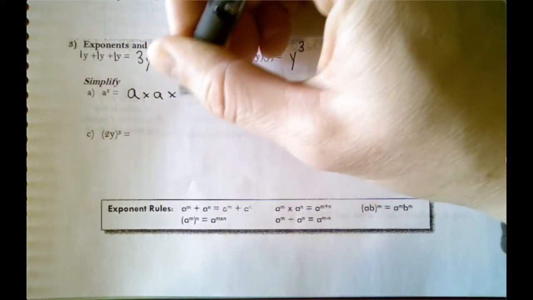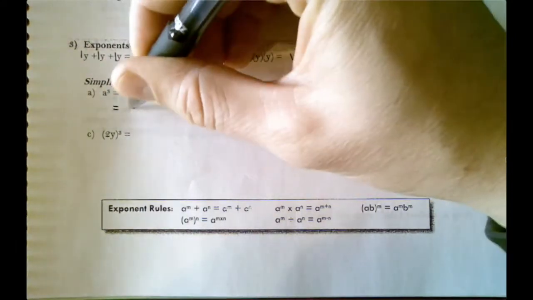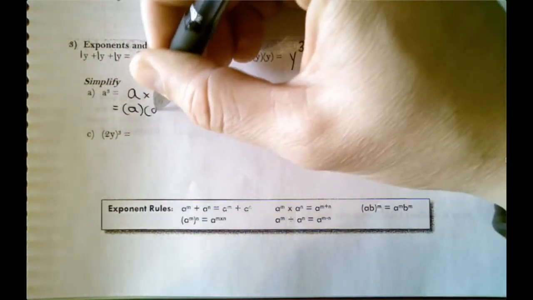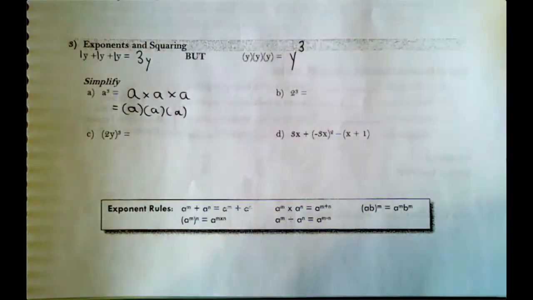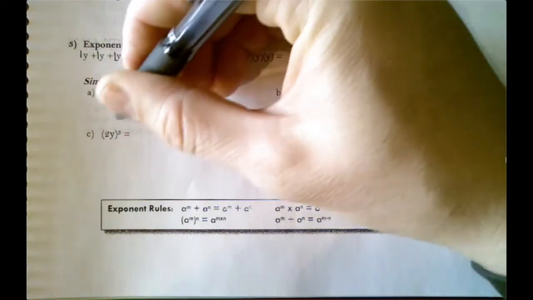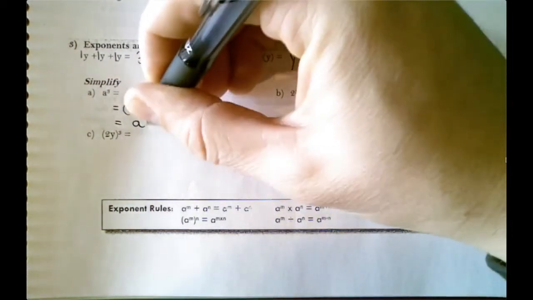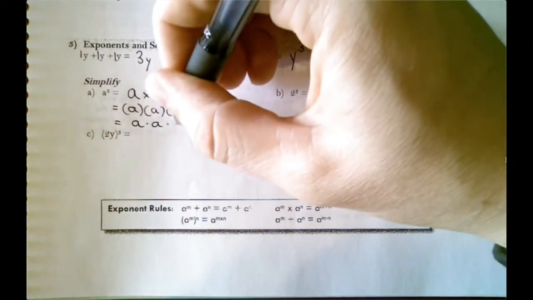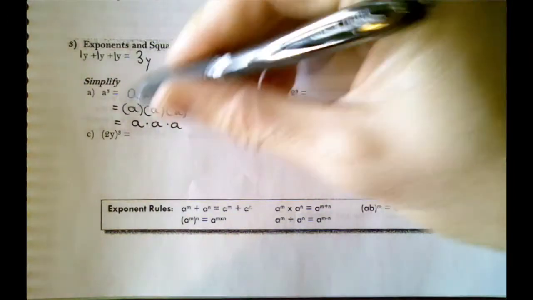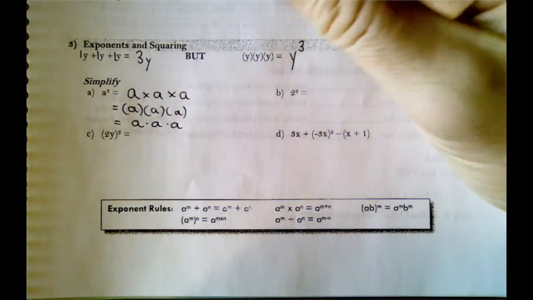So let's try to simplify these and write them another way. If we have a cubed, it means a times a times a. Another way you might see that written is a dot a dot a. All of these mean multiply, and since it's cubed, there's 3 of them.